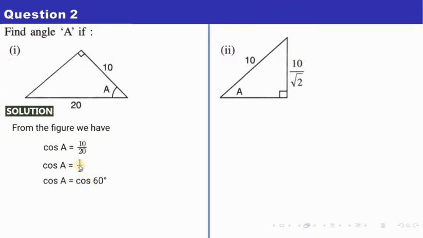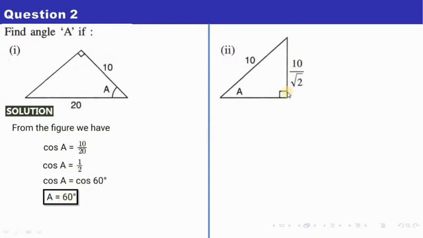Cos 60 equals half, right? Since we have cos here, I have to write cos only on this side as well. So we have cos 60 degrees. Now you can remove cos and cos, so what is happening here? Here A will be equal to 60 degrees.